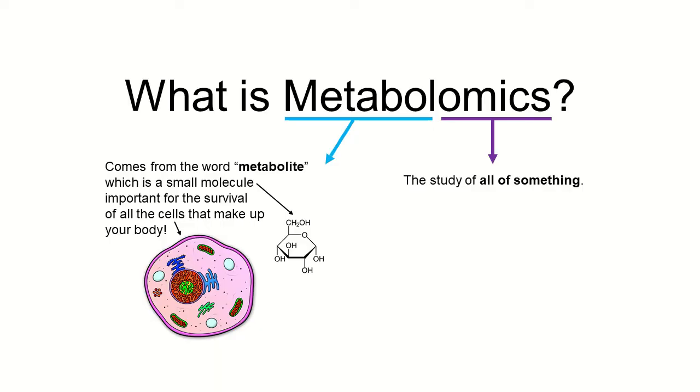Metabolomics is a combination of two words. The first part comes from the word metabolite, which is a small molecule important for the survival of all the cells that make up your body. The second part, omics, means to study all of something. So together, metabolomics means to study all the metabolites in your body.